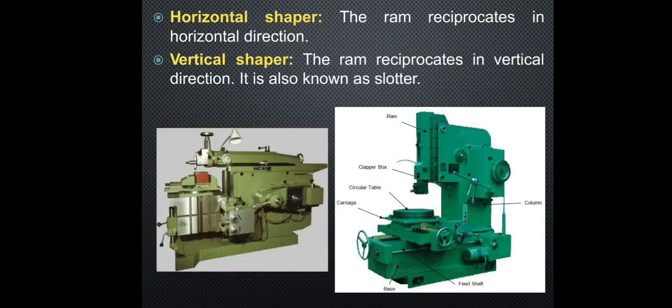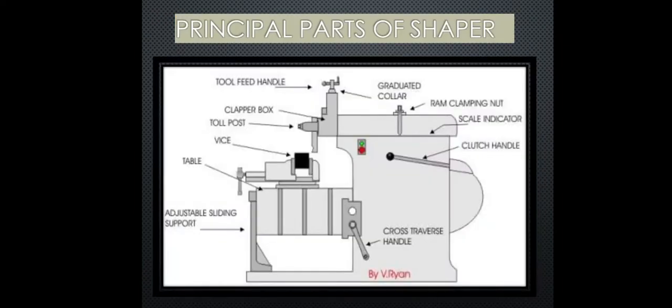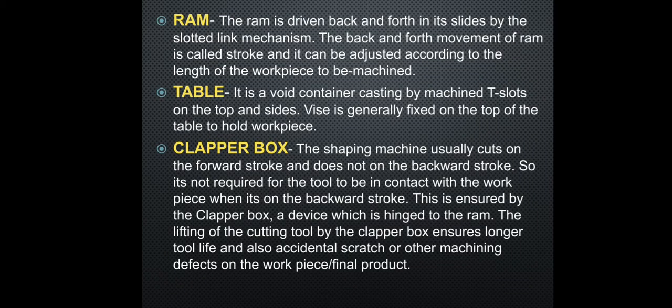And this is a horizontal and vertical shaper. In a horizontal shaper, the ram reciprocates in the horizontal direction, and in a vertical shaper, the ram reciprocates in the vertical direction. For the principal parts of the shaper, you can look at these pictures. The different parts shown are: tool feed handle, clapper box, tool post, vise, table, adjustable sliding support, cross traverse angle, clutch handle, ram clamping nut, scale indicator, and graduated collar. These are the various parts of the shaper, and these are their different purposes.